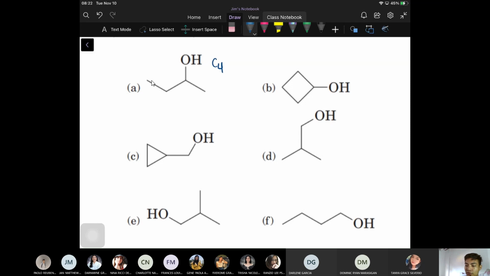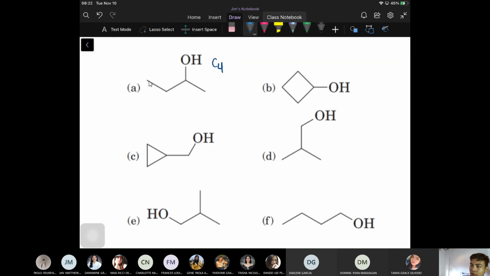Okay? So, by default, 4 na bonds yung kaya gawin ni carbon. Bilangin mo lang kung ilang bonds yung meron sa paligid niya. For example, this carbon, how many bonds are there around it? Isa. So, itong nasa right.